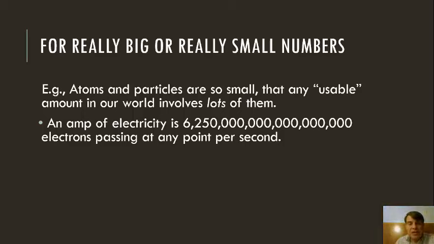An amp is basically 6, let me see if I have this right, is it sextillion? Let's see: thousand, million, billion, trillion, quadrillion, quintillion, sextillion. Yeah, 6 sextillion, 250 quadrillion electrons passing at any point in the circuit at any second. That's a whole lot of electrons. That's a large, large number. Again, you don't need to know about amps. That's probably more of a physics course kind of thing. I just wanted to get a really big number in front of you.